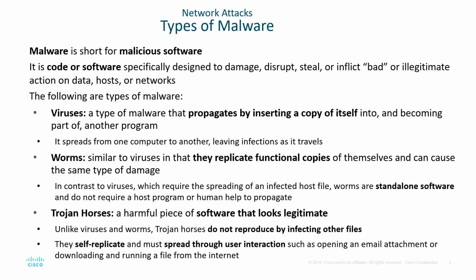Now, malware is short for malicious software. It is code or software that is specifically designed to damage, disrupt, steal, or inflict some kind of bad or illegitimate action on data, hosts, or networks. So be familiar with the following types. A worm is a type of malware that will propagate itself by inserting a copy into and becoming part of another program. It spreads from one computer to another, leaving infections as it travels.